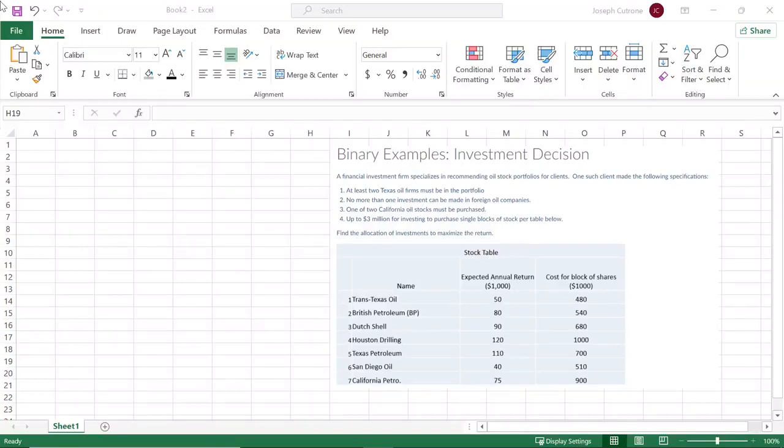We're going to do another specific type of LP problem today called a binary example. We're going to use it to make an investment decision. This is mildly amazing. I love this because you can get decision making down to a mathematical formula. You can let Solver make decisions for you.